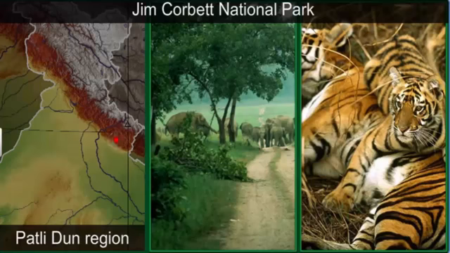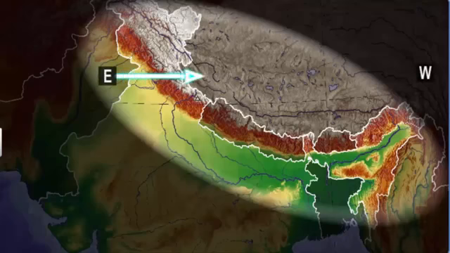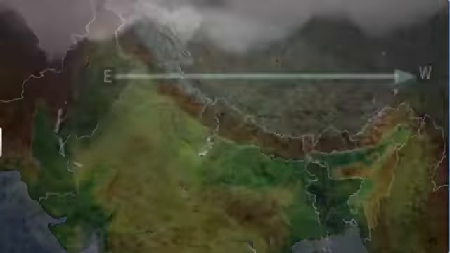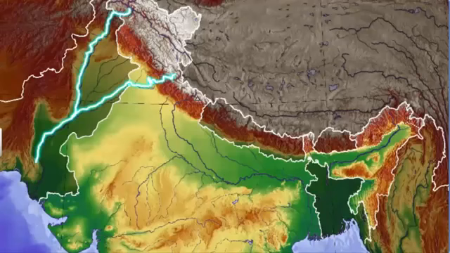We just looked at the longitudinal divisions of the Himalayas. The Himalayas are also divided into regions from east to west. You can make out these regions if you look at the demarcations between river valleys. Let's look at some examples of these divisions.